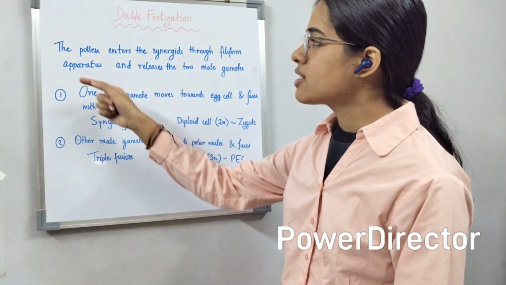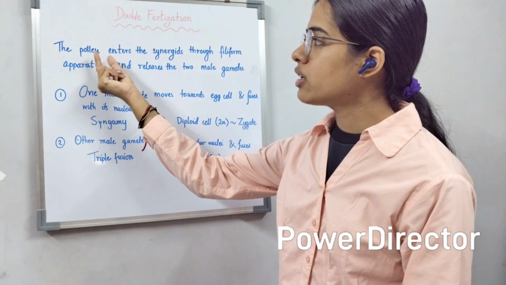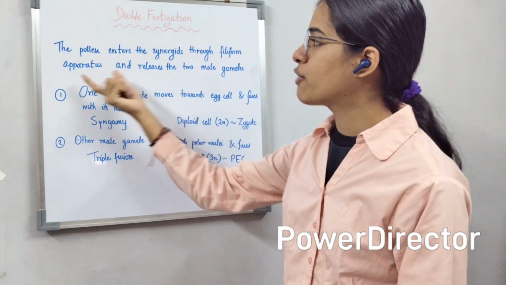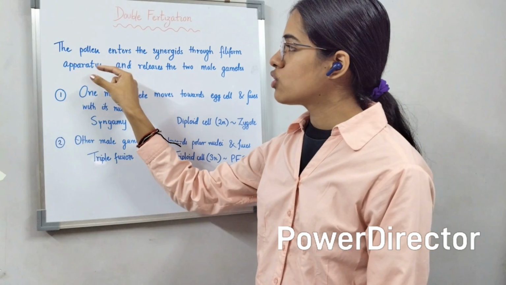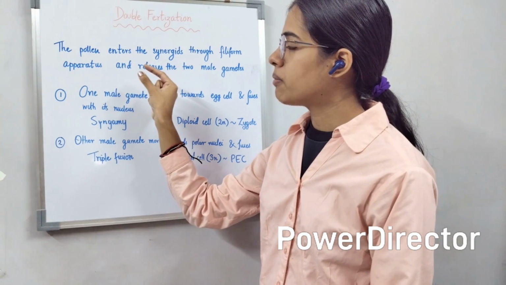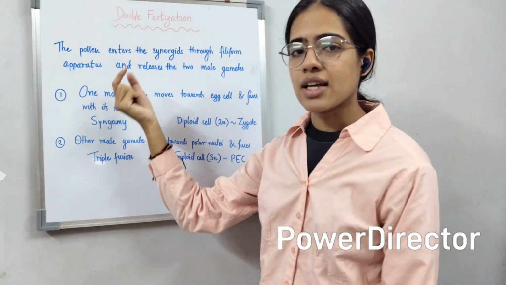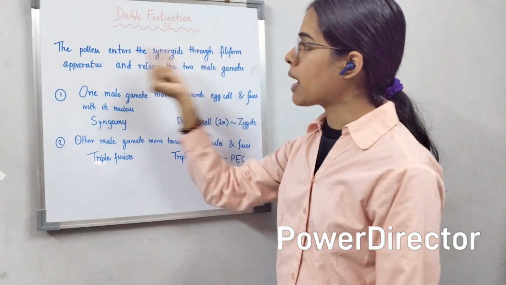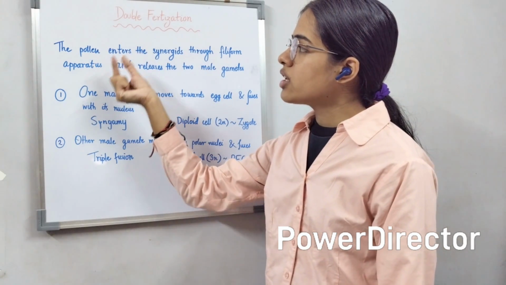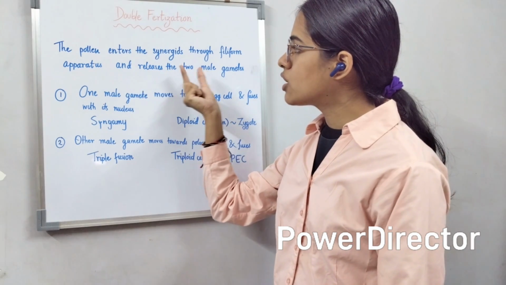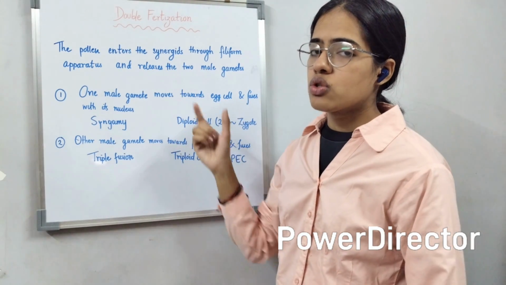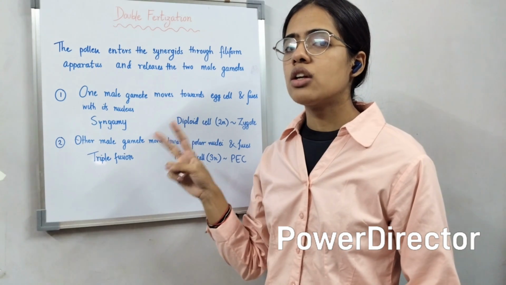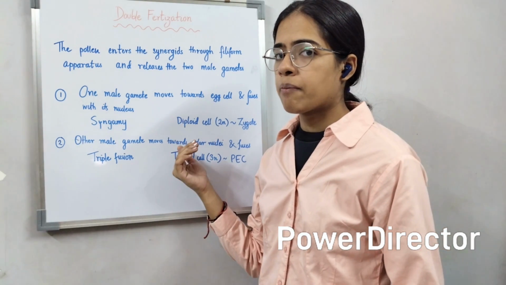Now, we have already discussed that the pollen grain, the pollen tube, has entered the synergids through the filiform apparatus. So after pollination, the pollen tube is accepted, and the pollen grain enters the filiform apparatus. Now, this pollen will release the two male gametes. So we know that the pollen grain is in two cell stage when it is released.